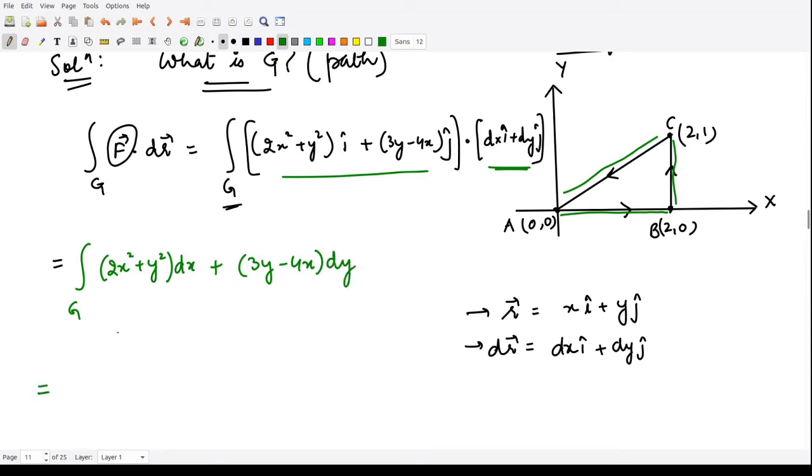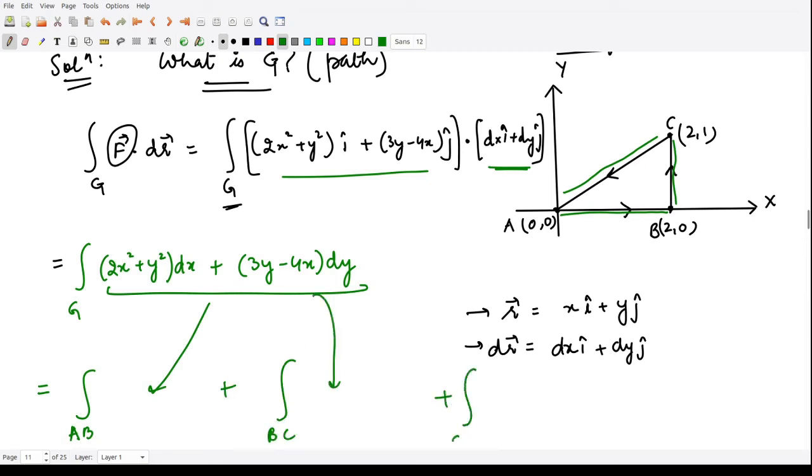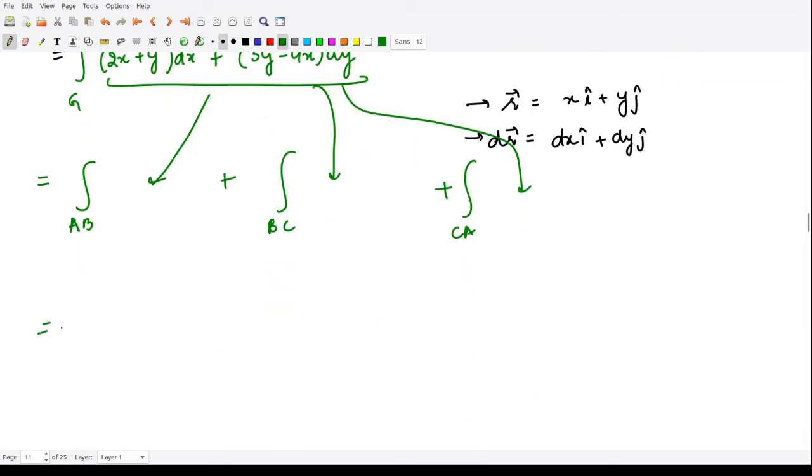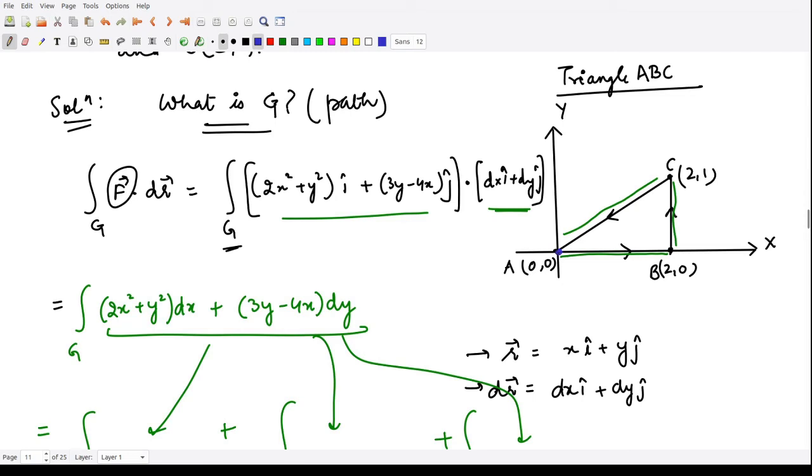So now what we will do, we will break this whole path G into 3 portions. One is along AB, this same thing, plus another along BC, the same thing written over here, plus along CA, the same thing written over here. So according to that, what do we obtain over integration? Before that let me define what is this AB, BC and CA. Let's see what these paths are. Now what is AB? AB is this particular line. So what is the equation of this line?